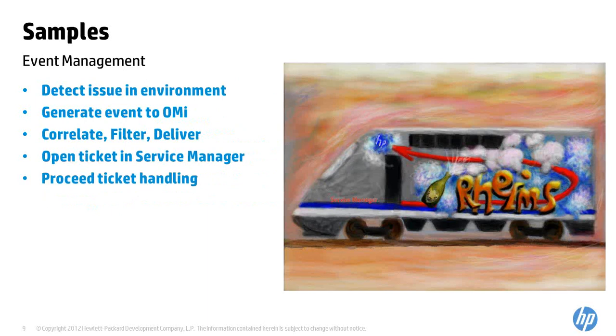meets a certain set of criteria, then generate an event into a correlation engine like OMI, or generate an event directly into Service Manager, evaluate, filter, control the event, process the event in Service Manager Incident Management, for example, if appropriate, process the event as necessary, close the event, and proceed with the restoration of service.